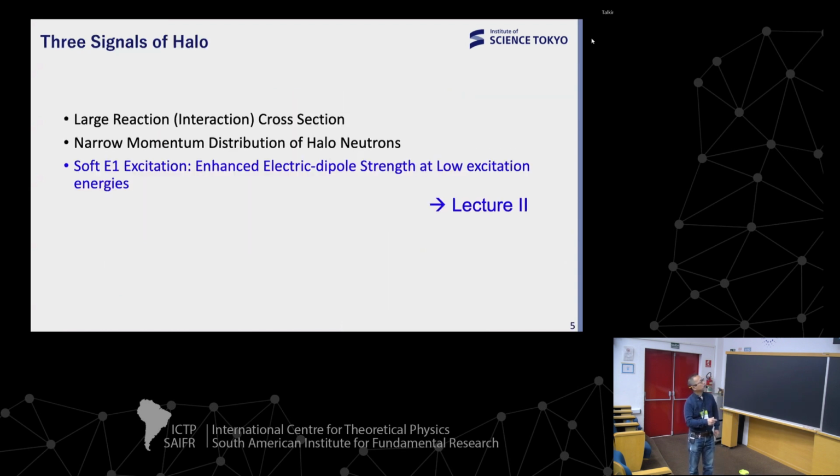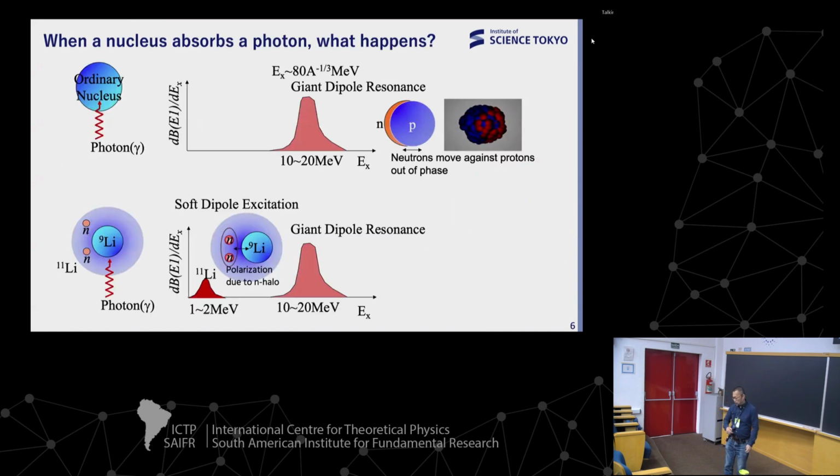Okay, so now I'm moving on to the soft dipole excitation or Coulomb breakup experiment. Soft dipole excitation is the enhanced electric dipole strength at low excitation energies. This was also maybe discussed by Chen-san and maybe also Francesca a little bit. The question I'd like to raise here is, when a nucleus absorbs a photon, what happens?